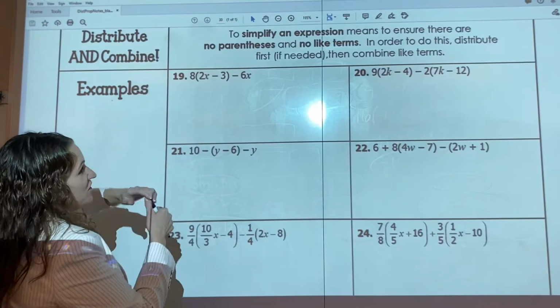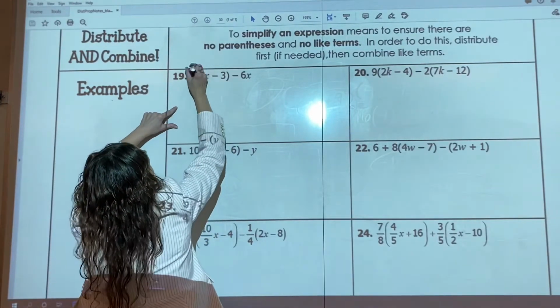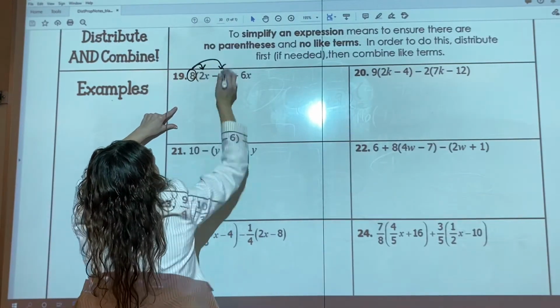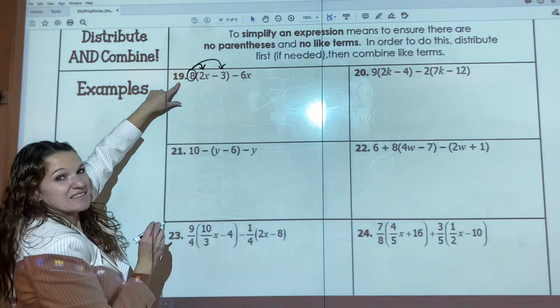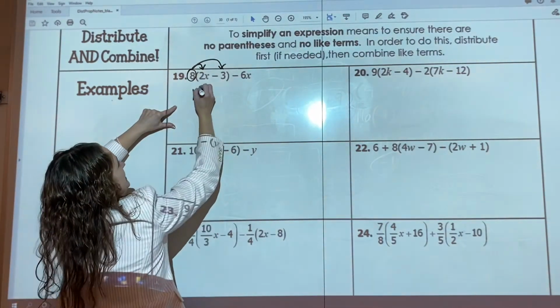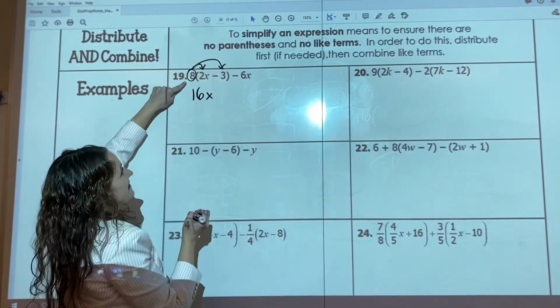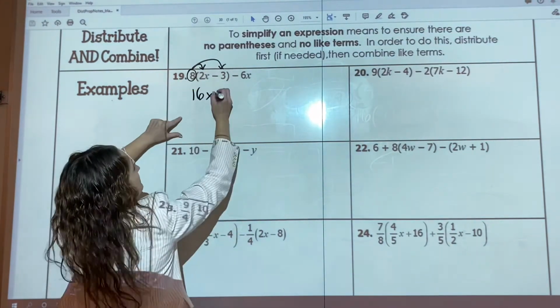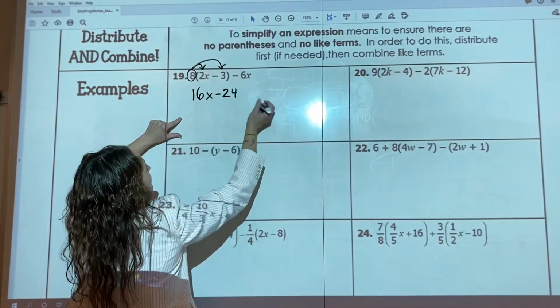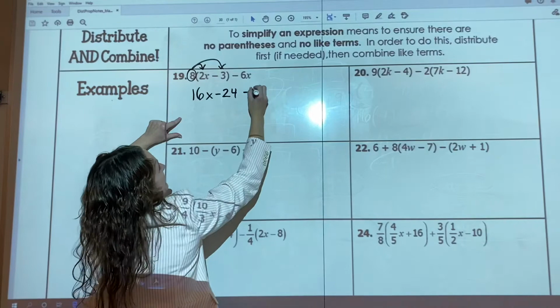The first thing we have to do is distribute that 8 to everything inside the parentheses. So 8 times 2x gives me 16x. 8 times -3 gives me -24. I'm going to bring down my -6x.